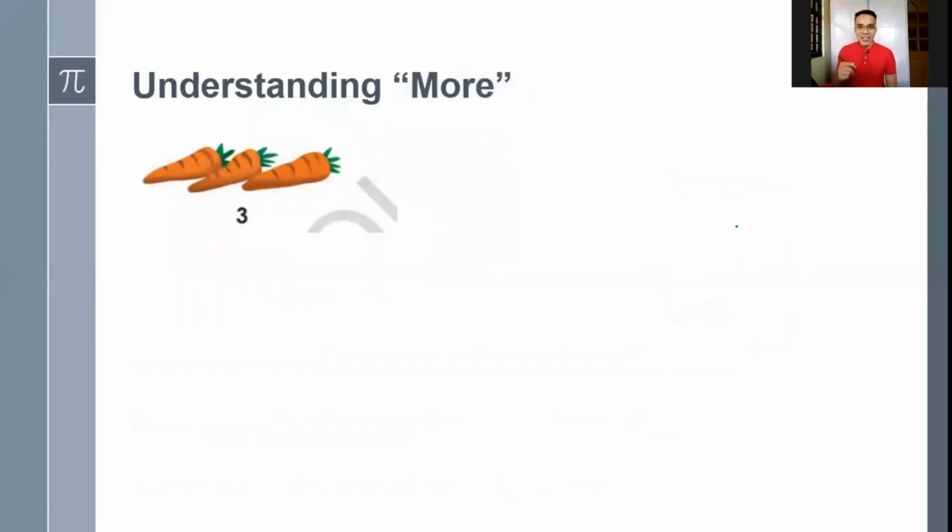Next, let's understand the word "more." What is it about? Let's start with this example.